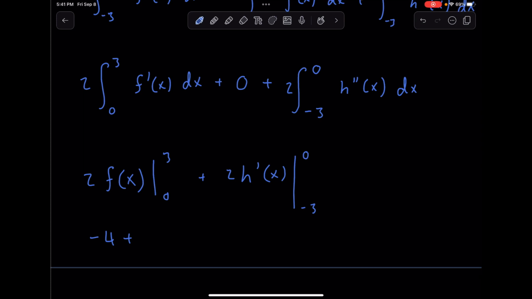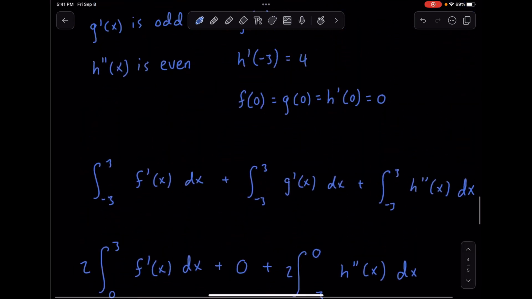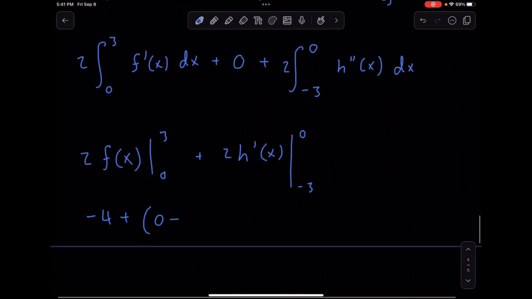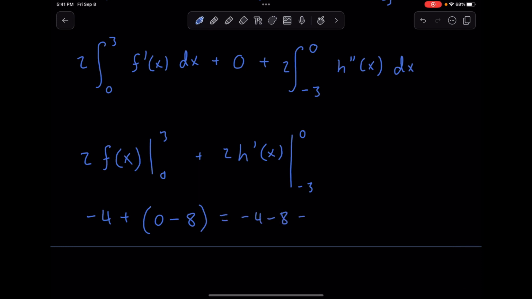Now we know that h prime of 0 is also 0. So this is plus 0 minus 2 times h prime of negative 3, which is 4. So 2 times 4 is 8. So this simplifies to negative 4 minus 8, which is negative 12.